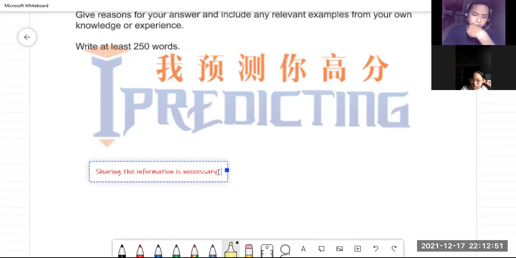Okay. Because the main idea here is about sharing information, you have to write: sharing the information is necessary. Necessary for what? Necessary for whom? For people, for animals, or for whom? For people. Okay, sharing the information is necessary for people. Can you give the reasons why?